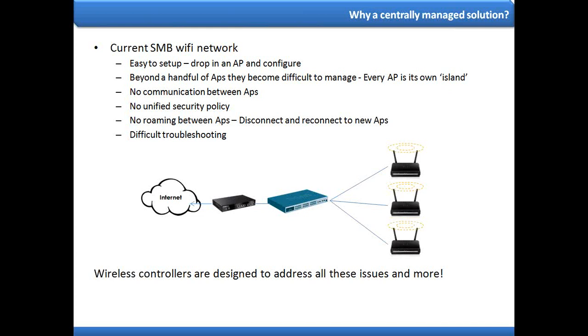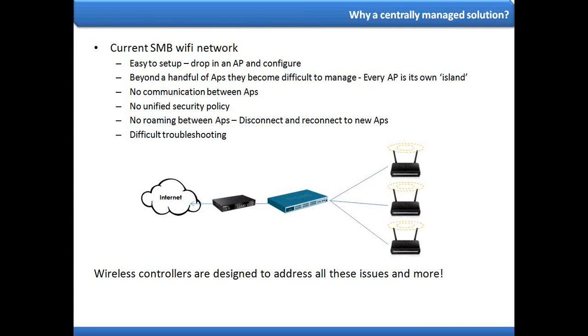Every access point in this case is its own island, meaning that all the configuration has to be done individually on each access point. There's no communication between those access points. There's no unified security policy. So how do I ensure that all my users that are currently associated are allowed to be on that network? How do I ensure that every access point plugged into that network has the appropriate security policy for the business, whether that be a web password or it's tied into an authentication server?